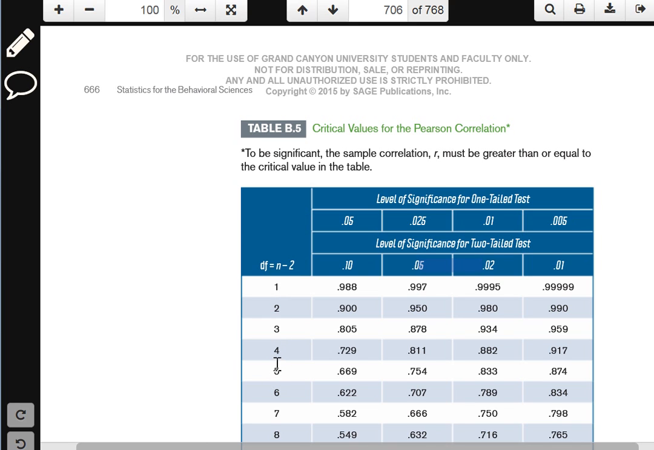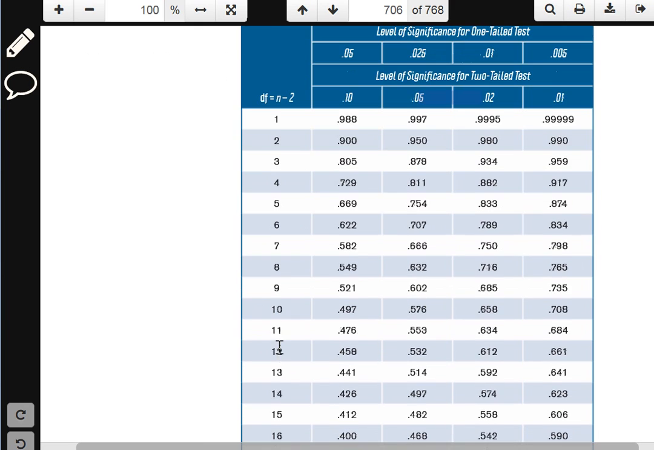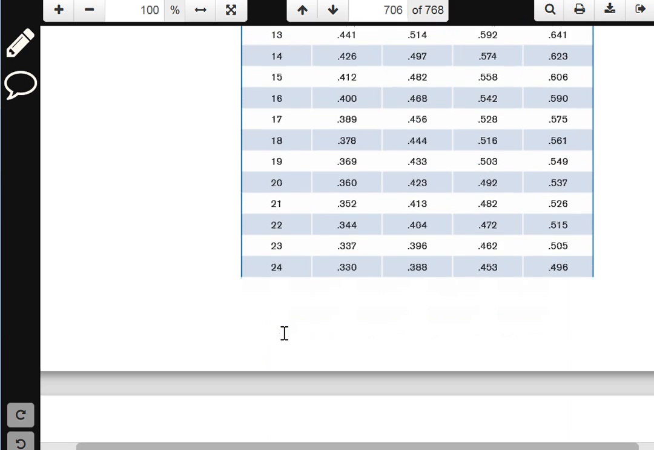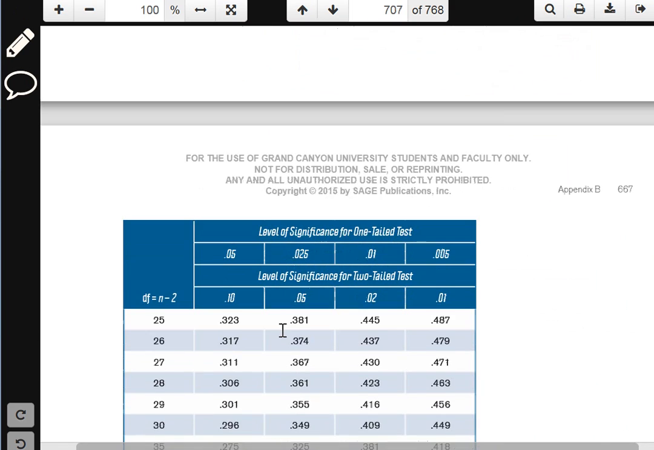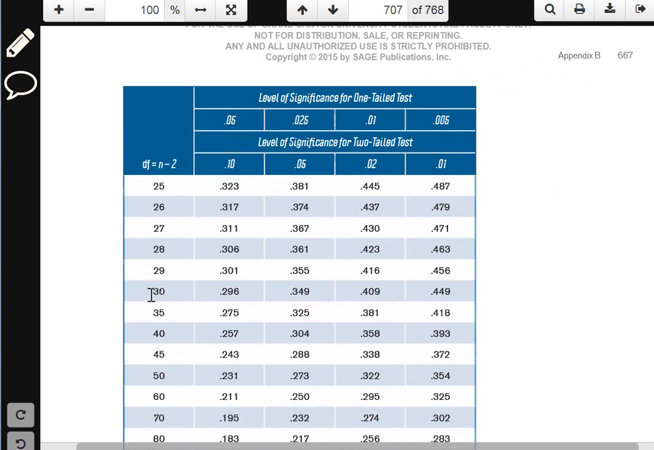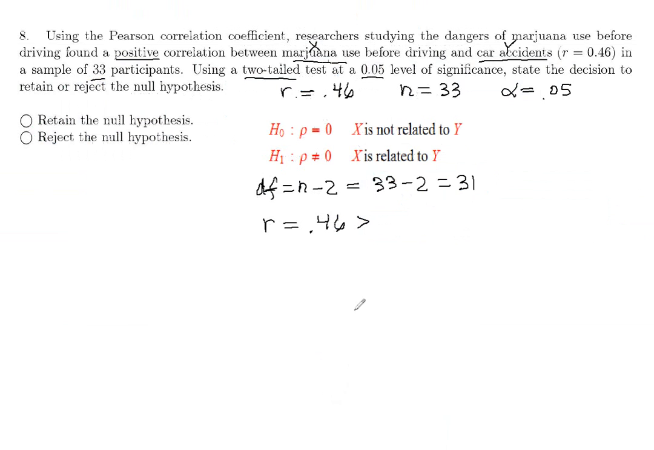Our degrees of freedom were 31. So you want to go down the degrees of freedom column until we get to 31, keeping the second column, and on to the next page. They don't have 31, but the closest thing they have is 30. And then the 0.05 significance for two tails is the second column. So that's 0.349 right there. That 0.349 is our cutoff.